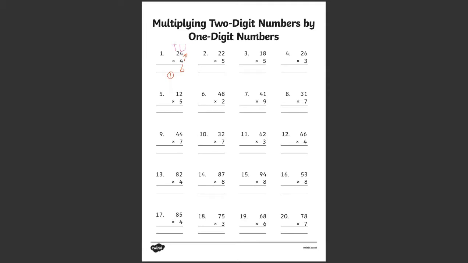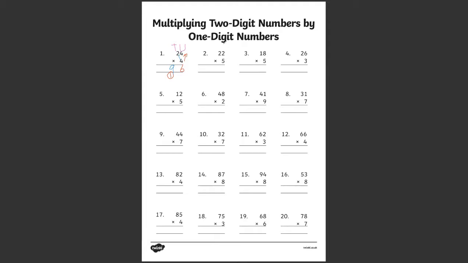And then what we do is we go to our tens. Okay, so we went to our units and now we go to our tens. So 4 times 2 is 8. Remember, we got a remainder here. So 8 plus 1 is 9. So the answer is 96.